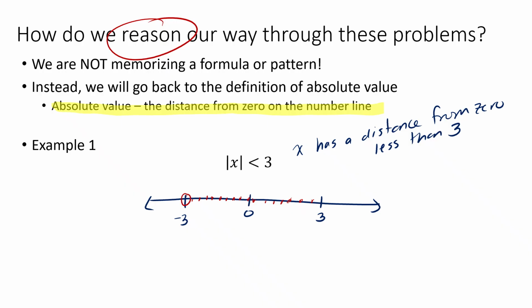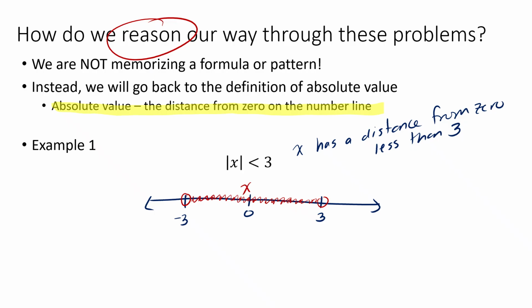Okay, so it's just less than 0. So we would use our open circles on the endpoints, and we would be talking about all of those points in between -3 and 3, because those are the points that have a distance from 0 less than 3. So what would be between -3 and 3? Well, that would be x.